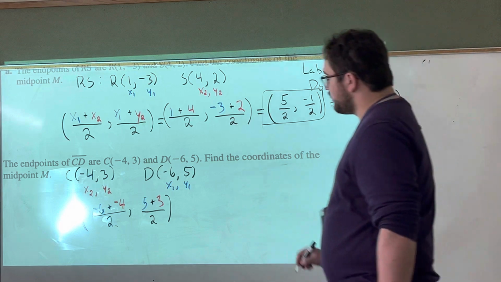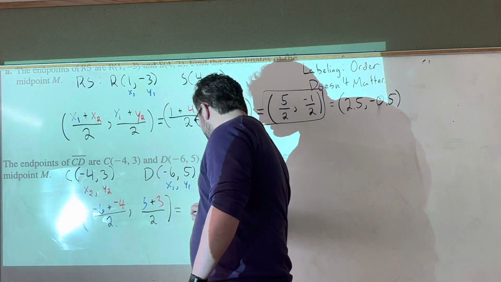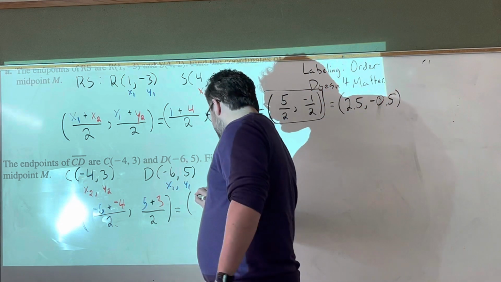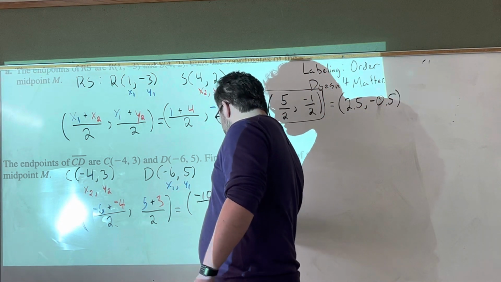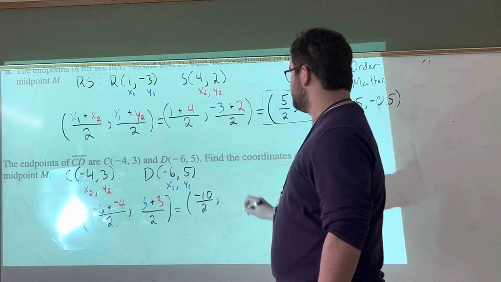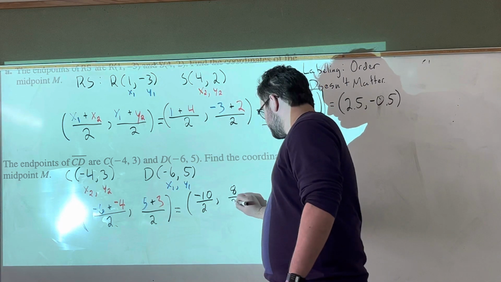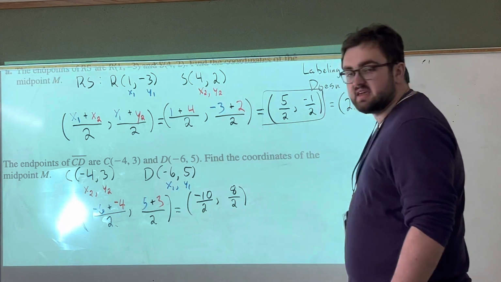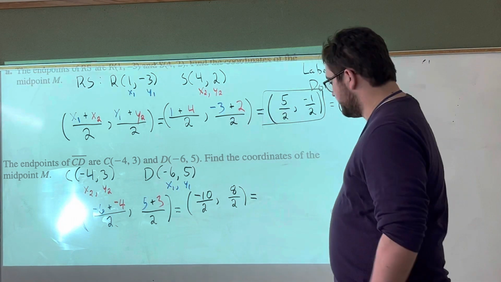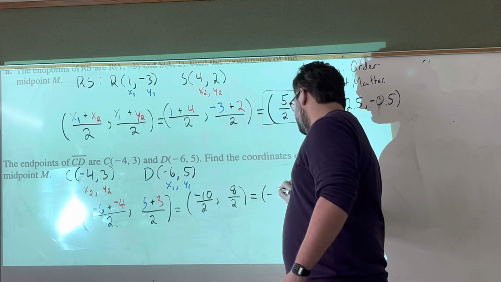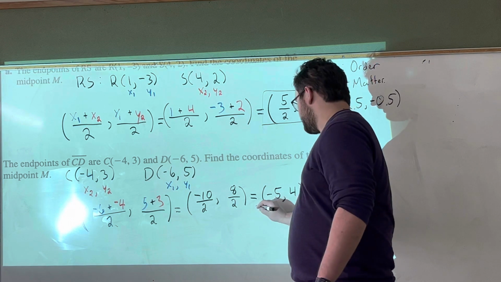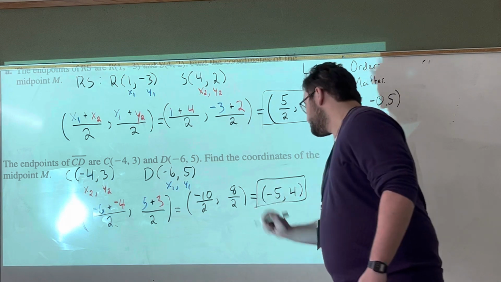Just like before, we simplify the addition on the top first. We take negative 6 plus negative 4. That's going to give us negative 10 over 2. 5 plus 3 is going to give us 8 over 2. And then here, since we can do some more division, I do want you to do that division. Negative 10 divided by 2 is going to give you negative 5. 8 divided by 2 is going to be 4. And there's our answer.